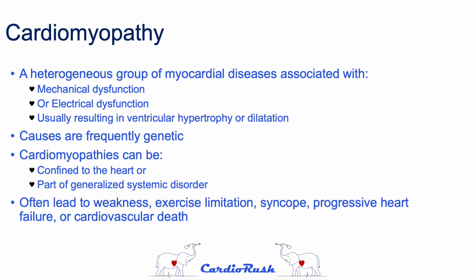Cardiomyopathy is a heterogeneous group of cardiac diseases that involve something wrong with the myocardium. This may result in mechanical dysfunction or electrical dysfunction, such as arrhythmias, and in most instances, these result in either ventricular hypertrophy or dilation. The causes are presumed to be genetic in many cases, and cardiomyopathies can be confined to the heart or part of a generalized systemic disorder. Cardiomyopathies often lead to weakness, exercise limitation, syncope, progressive heart failure, or cardiovascular death.